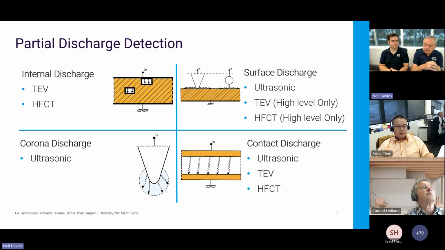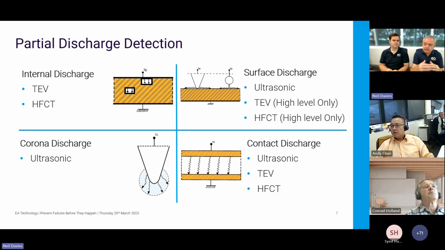Corona discharge is not something that we're typically looking for. Usually it's non-destructive, but it can become an issue in indoor switchgear. Corona discharge is primarily detected using the ultrasonic technique. If it's really high, you might get some TEV, but particularly ultrasonic. But again, it's mostly non-destructive, so not something we're particularly interested in.